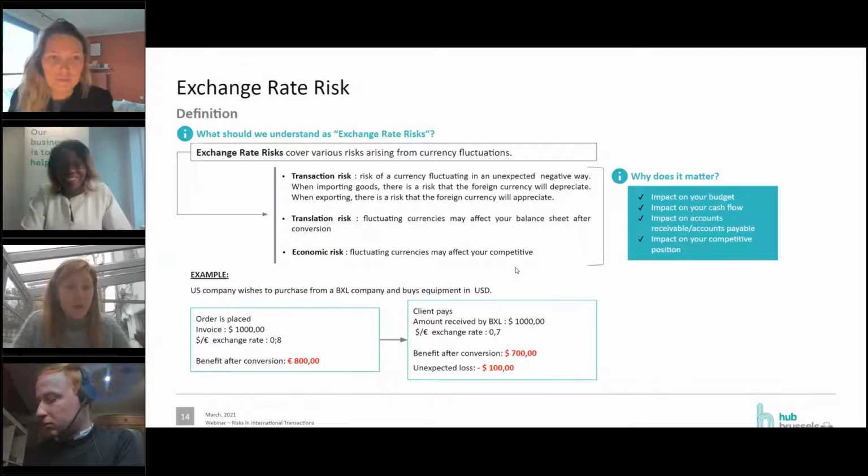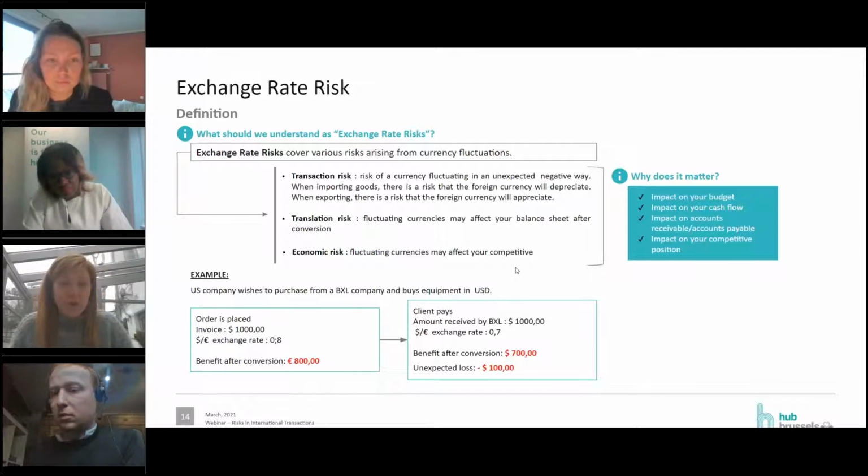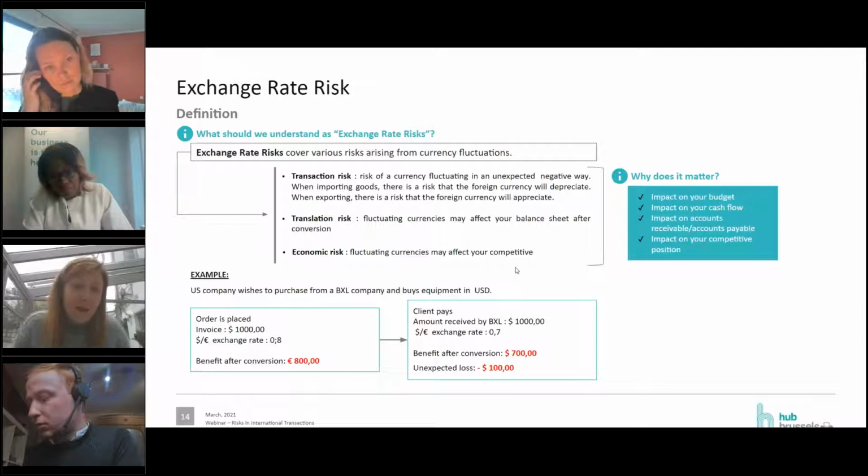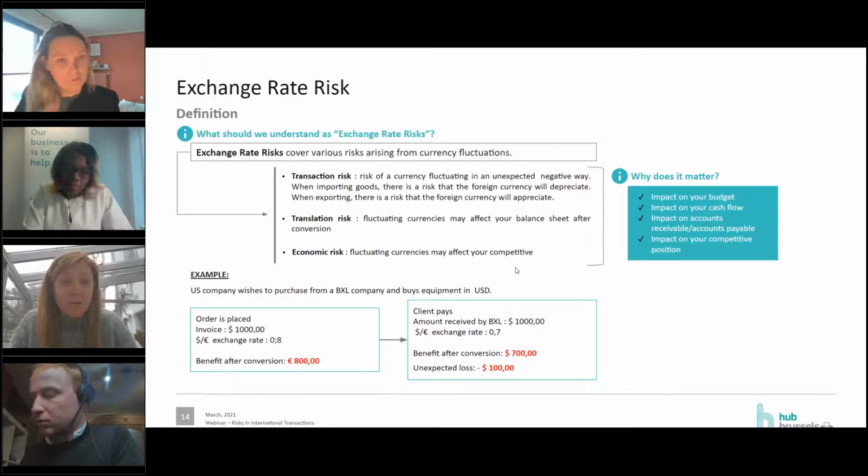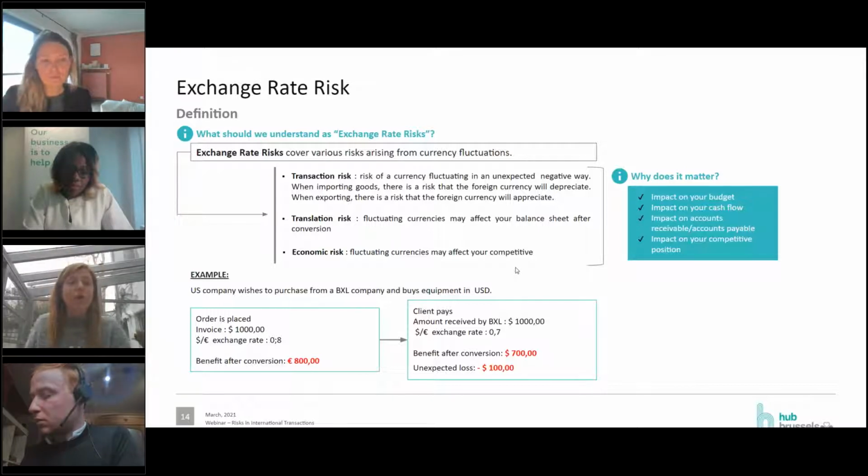You sell a product. You are a company usually dealing with euros. You sell a product for $100, and the next day, when your buyer actually pays you in cash or transfers the money in dollars, the dollar has devalued, and suddenly you receive fewer euros after conversion than originally planned in the contract. This is a very simple example, but it happens all the time.